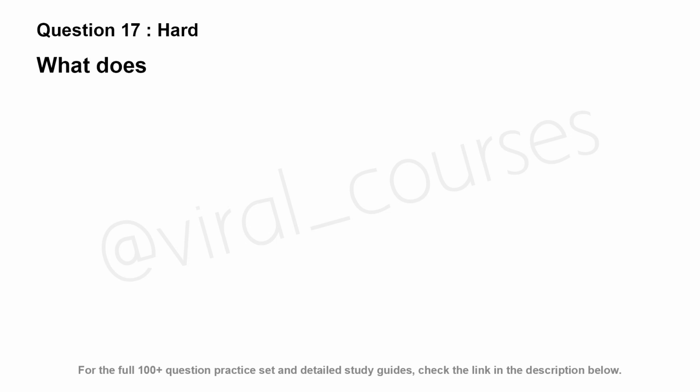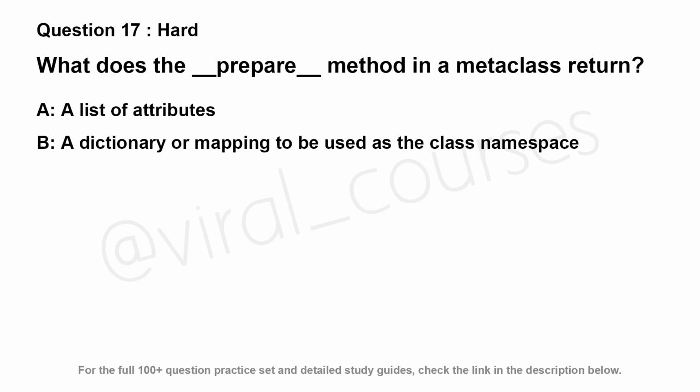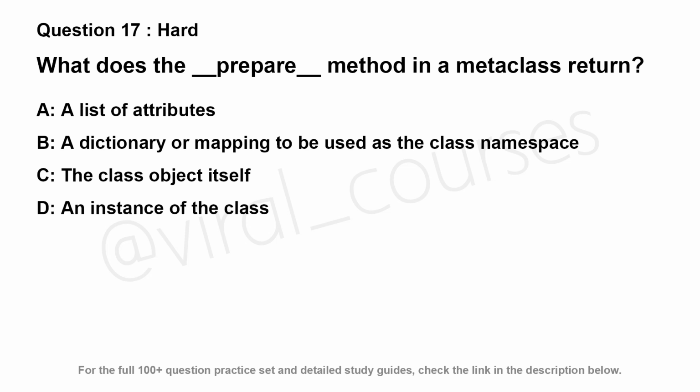What does the __prepare__ method in a metaclass return? Option A. A list of attributes. Option B. A dictionary or mapping to be used as the class namespace. Option C. The class object itself. Option D. An instance of the class.